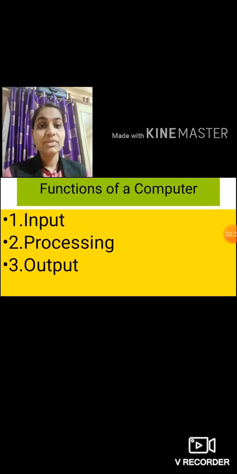Okay, last period we learned the concept of physical efforts and mental efforts, as well as parts of a computer. Hope you revised those points. Today we are going to learn the next point, that is functions of a computer. Here there are 3 points: first input, second processing, and third output. These are the main functions of a computer.